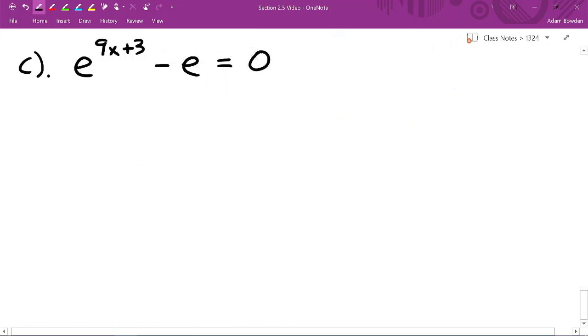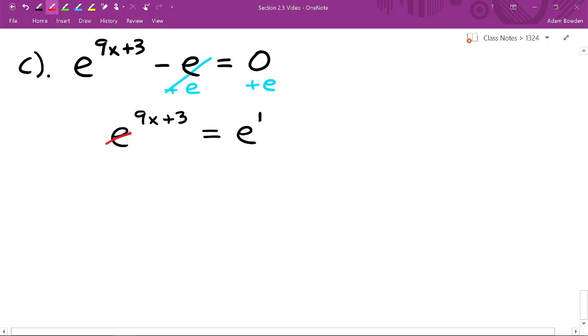Here we have e raised to the 9x plus 3 minus e equal to 0. Now this does have the same base, but we need the same base on both sides of the equation. So what I'm going to do first is add the e over to the other side and make it e raised to the 9x plus 3 is equal to e. Now we have the same base on both sides. What's the power of e when there's no power written up here? Well, that's an understood first power.